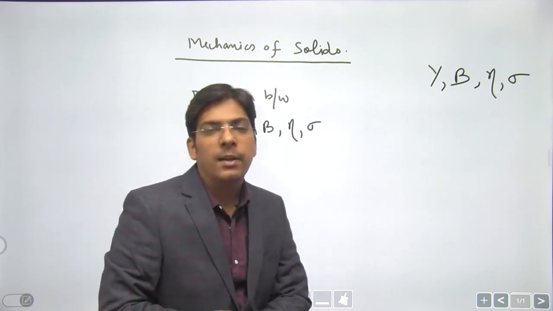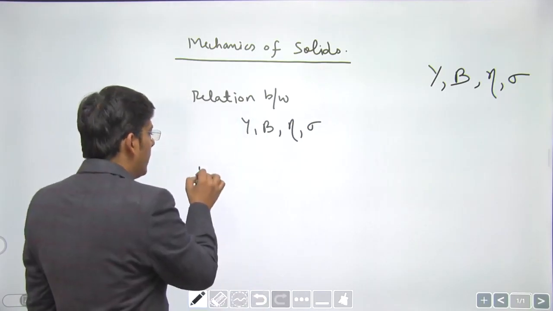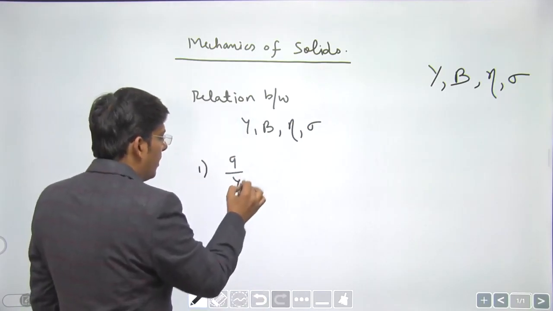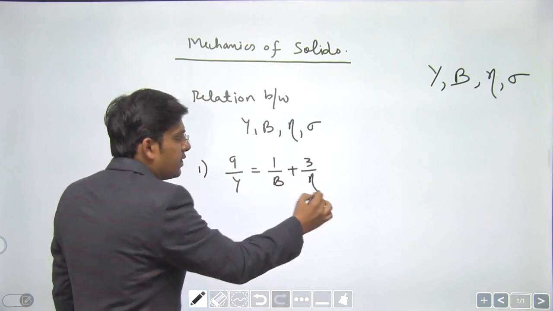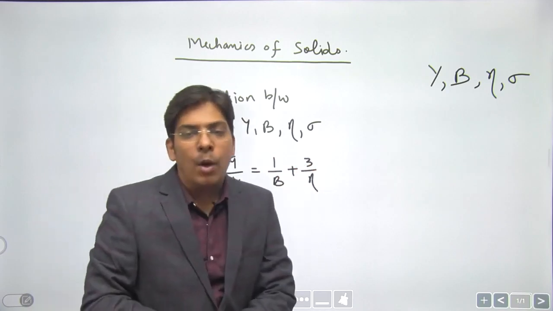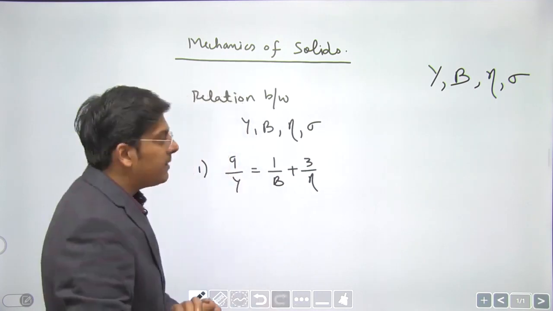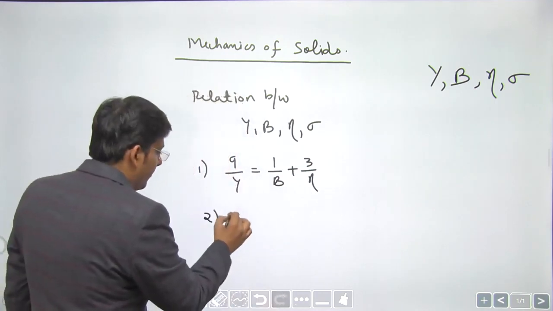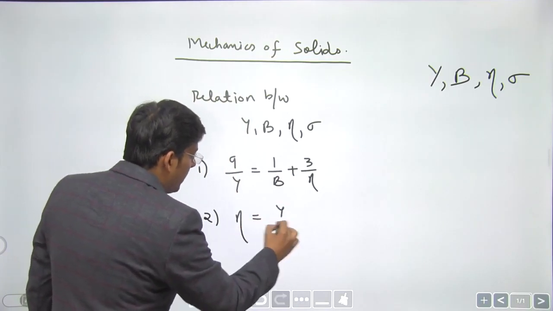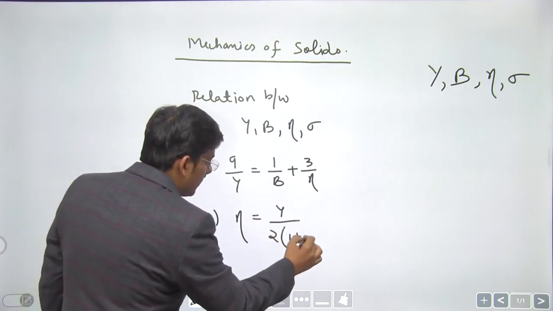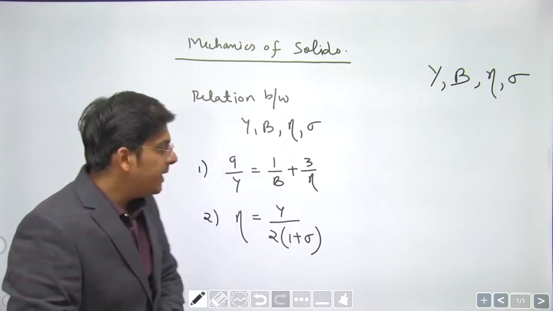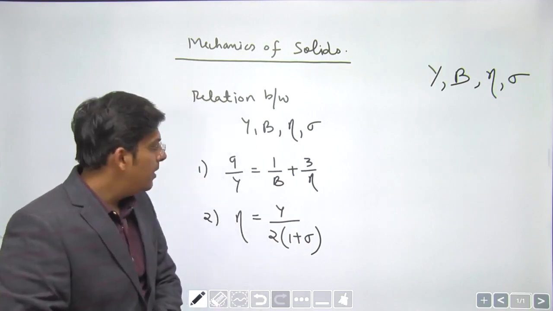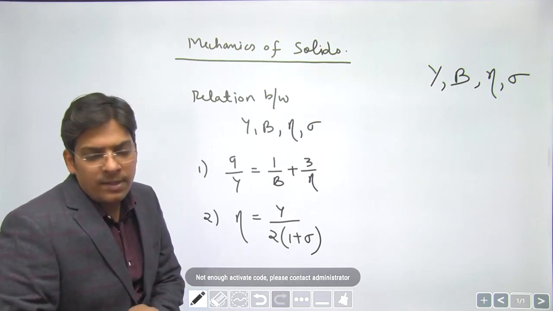So the relations are, first, 9 by Y is equal to 1 by bulk modulus plus 3 by shear modulus, or you say modulus of rigidity. Okay, next is eta is equal to Y by 2(1 plus sigma), dear students. So eta is going to be modulus of rigidity, Y is called Young's modulus, and sigma is your Poisson's ratio.